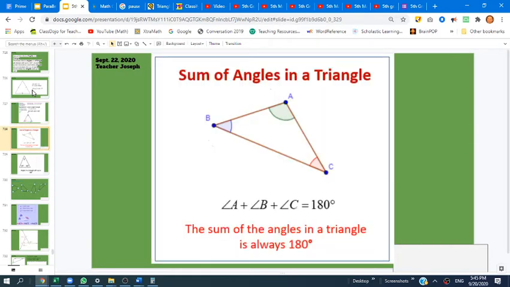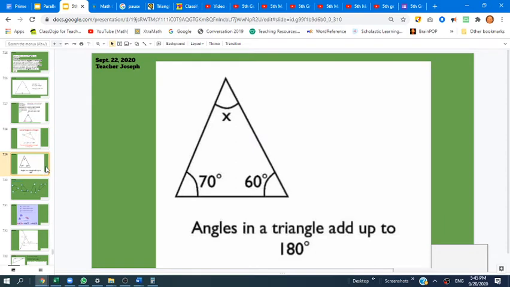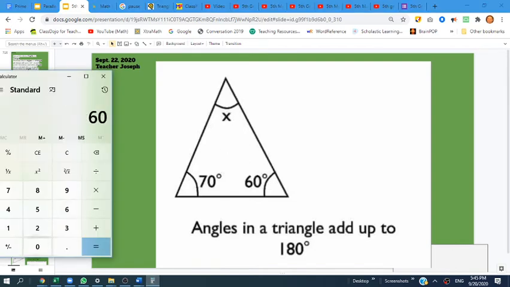Here's another one. This is an example of an obtuse triangle, right? If we add up the angle measurements of A, B, and C, we're going to come up with 180 degrees total. Here's another one. Try to figure this one out. What would the angle measurement of X be? Well, if we add up 70 plus 60, 60 plus 70 equals 130, and we subtract that from 180, we're going to come up with 50. So this X equals 50 degrees.